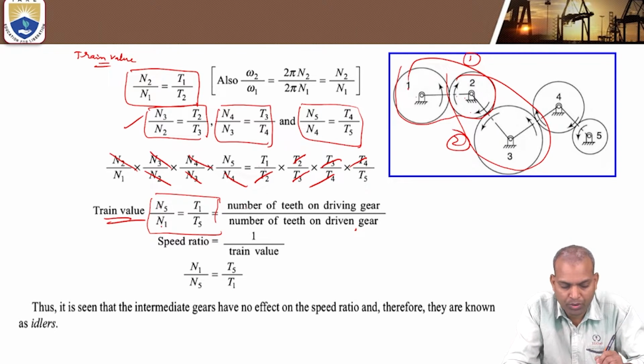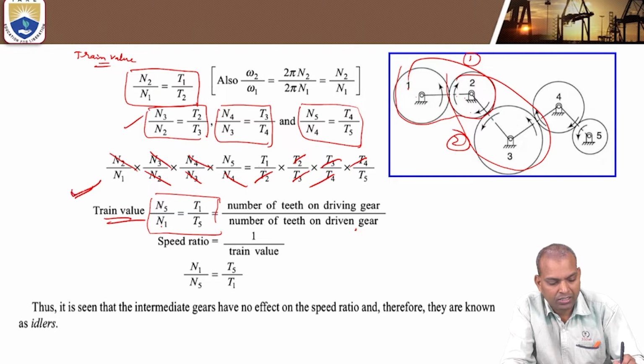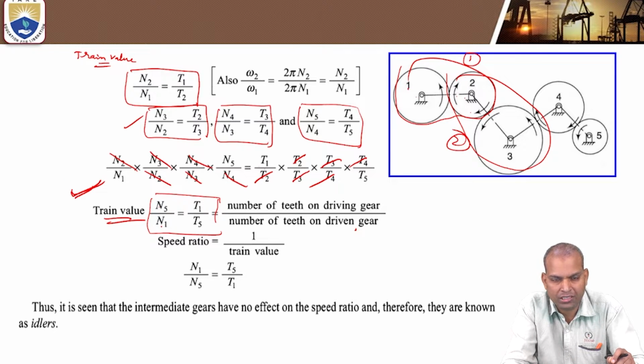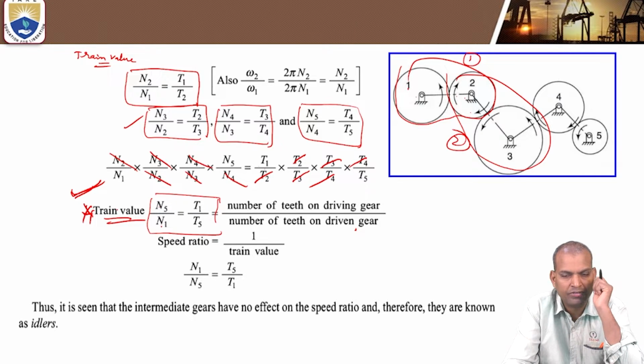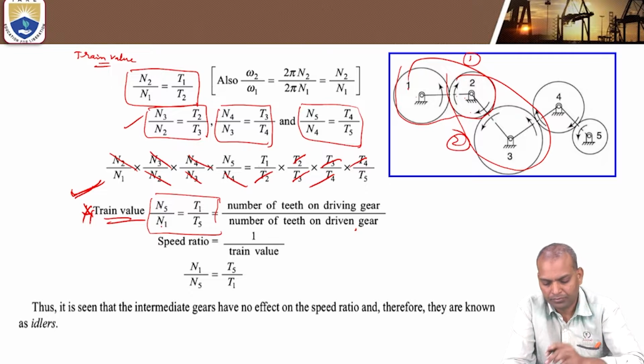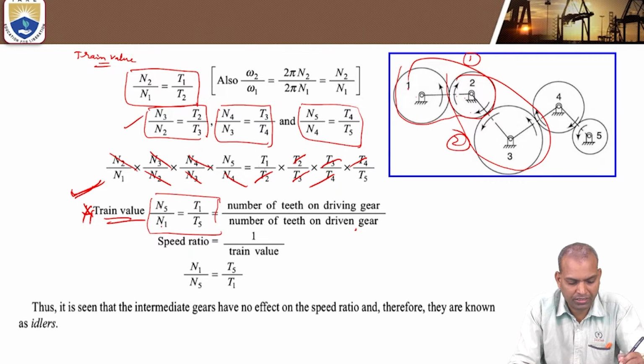But in these problems, we will mostly consider the train value while analyzing or calculating the speeds of various gears or the number of teeth of various gears. Then we use this train value formula, that is the speed of the follower by the speed of the driver equal to the number of teeth on the driver over the number of teeth on the follower. That is the first type of gear train.